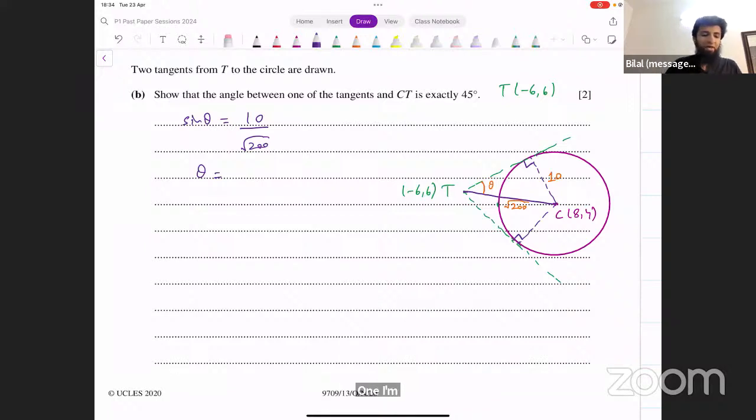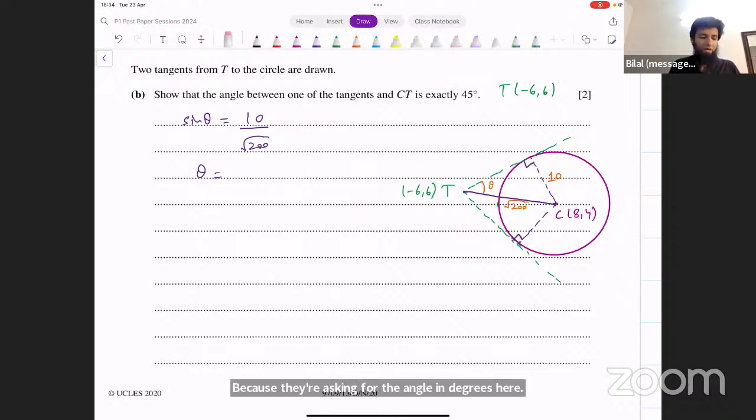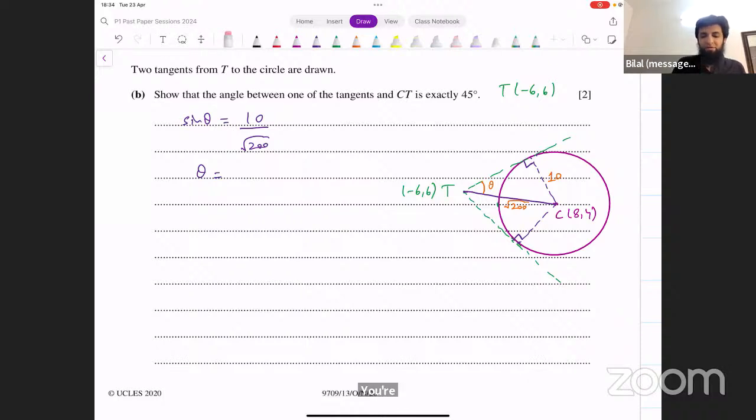My calculator is in radian mode. You need to convert that to degrees first, because they're asking for the angle in degrees here. So that's when you should convert your calculator to that mode. So it's turning out to be 45 degrees, and that's what we were looking for. Theta equals 45. Okay.